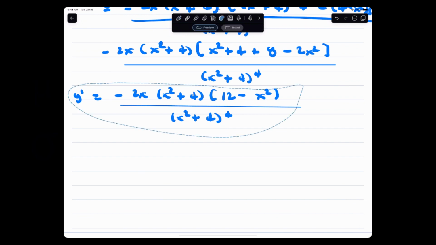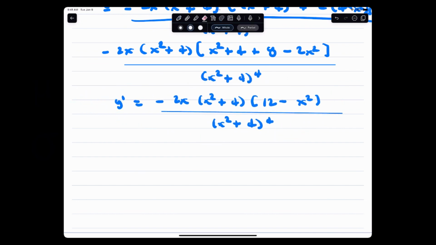So double check my algebra this morning, ladies and gentlemen. I haven't had my second cup of coffee. So double check that. This is your second derivative here.